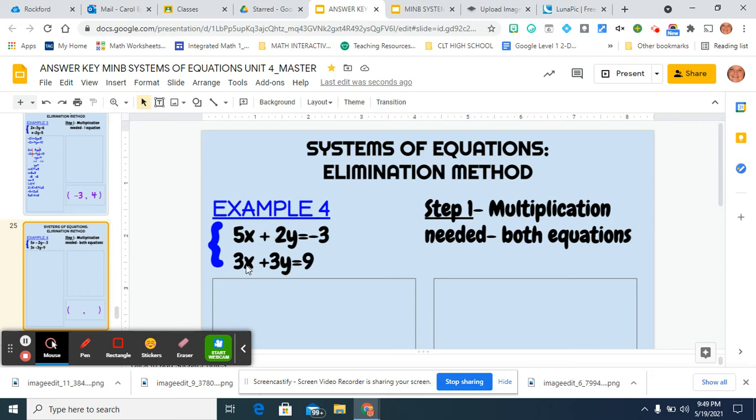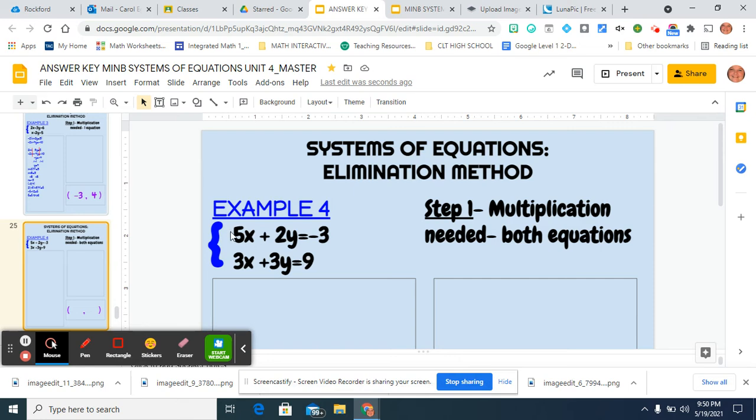So when I look at 5x and 3x, there's no good way to multiply just one of them, to multiply 3 to get to 5 or 5 to get to 3 while using a whole number or an integer. Same thing between 2 and 3. So I need to choose. It doesn't matter which one I choose. I can do the x's or I can do the y's. If I want to match up the x's, I'm going to multiply the top one by positive 3, and I'll multiply the bottom one by negative 5.